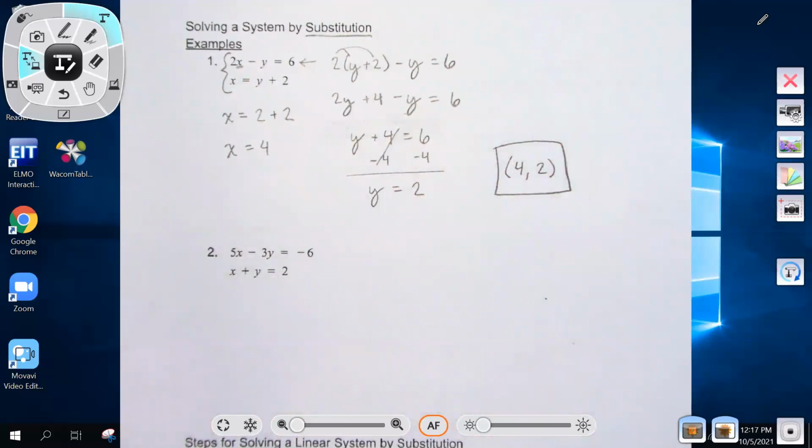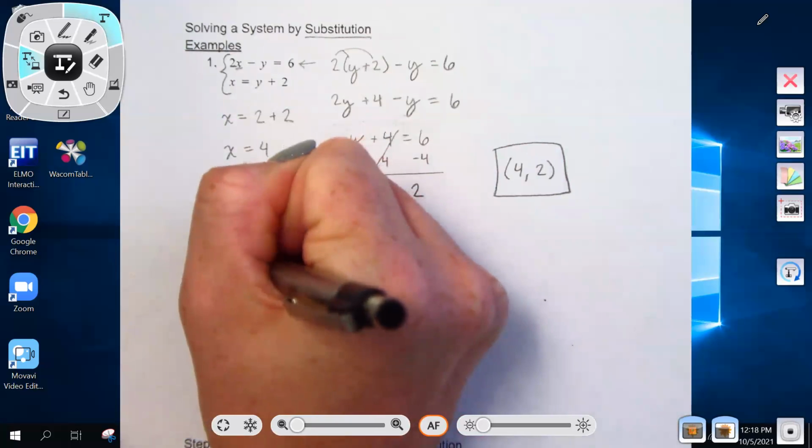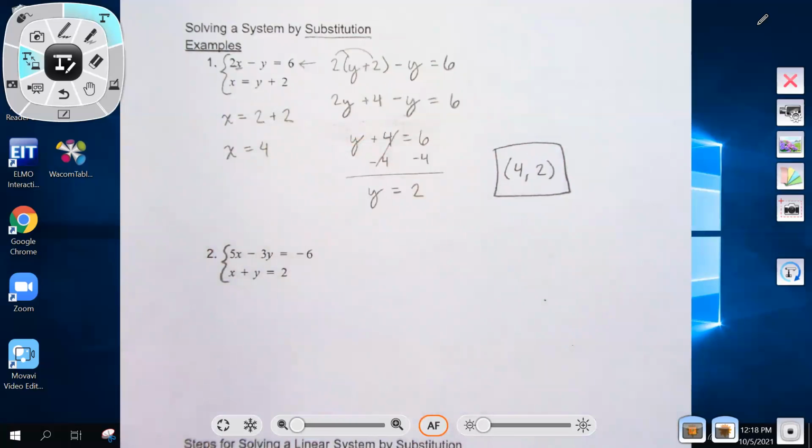Questions on this example? All right, let's look at number 2. What's different about number 2? We don't have an equation that's solved for one of the variables yet. So we need to solve for one of the variables to be able to then substitute into the other equation.